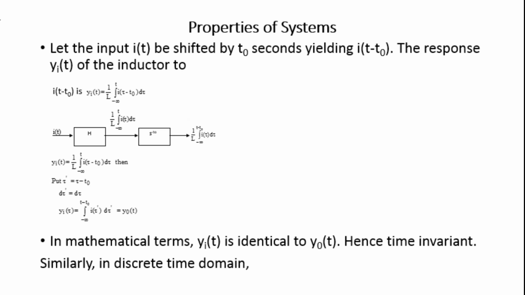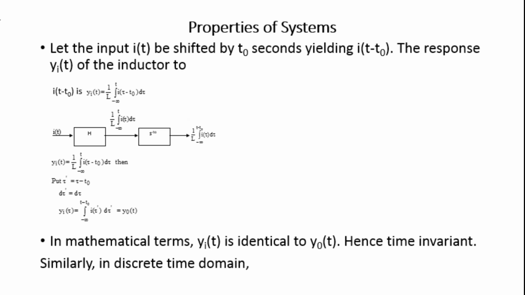Let the input i of t be shifted by t0 seconds yielding i of t minus t0. The response yi of t of the inductor to i of t minus t0 is yi of t is equal to 1 by L integration minus infinity to t i of tau minus t0 into d tau, which is equal to 1 by L integration minus infinity to t i of tau into d tau. So i of t is the input to the first system, and output of the signal is 1 by L integration minus infinity to t i of tau into d tau.